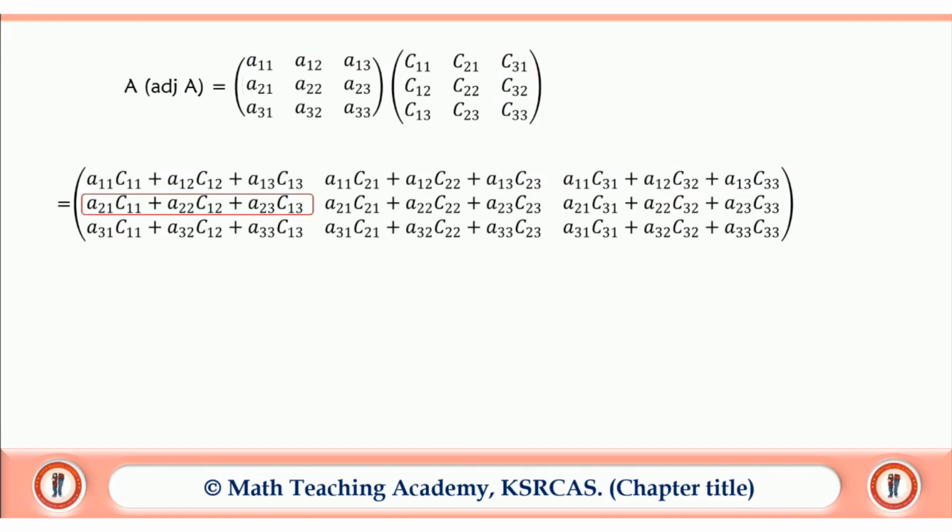In the same way, this element is located in the second row and the first column, which comes from the product of second row and the first column. Similarly, this one is located in the second row and the second column, which comes from the product of second row and the second column. Similarly, this element is located in the second row and the third column, so this comes from the product of second row and the third column.